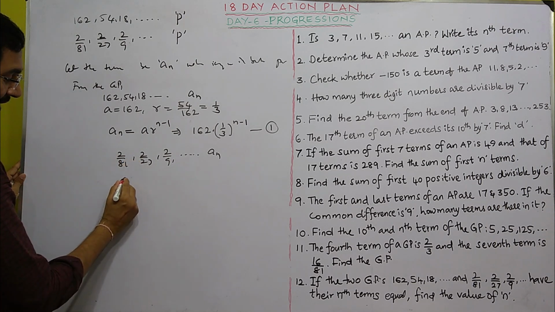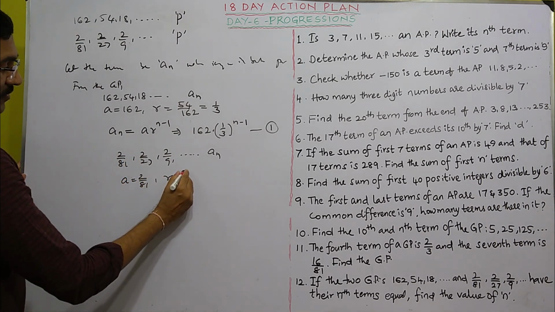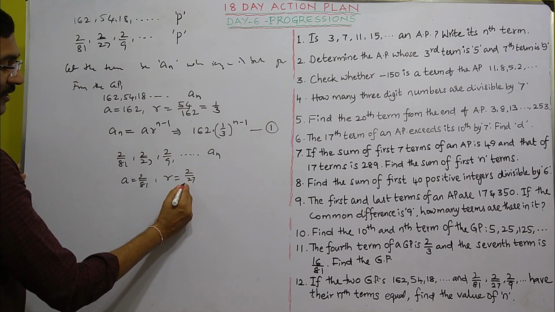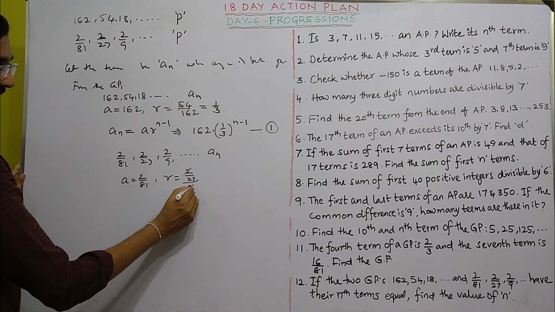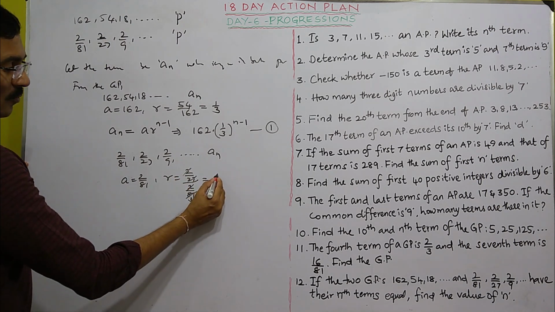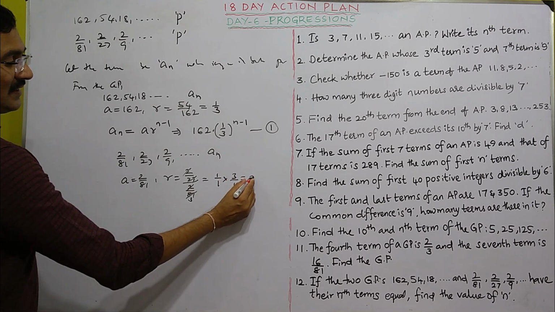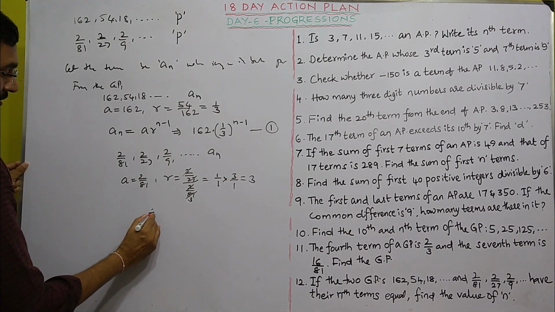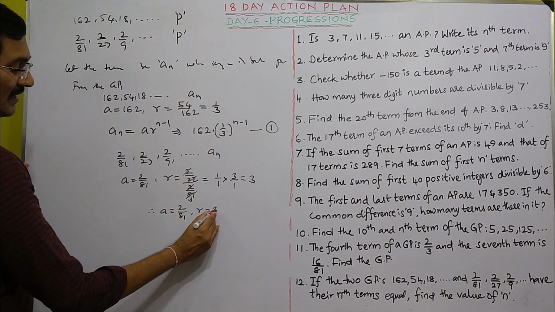So from this we can say A is equal to 2 by 81 and R is equal to (2 by 27) divided by (2 by 81), the A2 by the A1. So the 2 gets cancelled. So this becomes 1 by 1 into 3 by 1. That means it is 3. Therefore A is equal to 2 by 81, R is equal to 3 here.